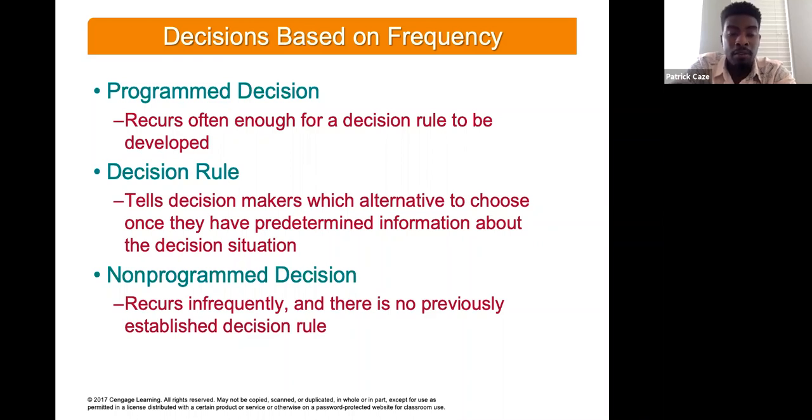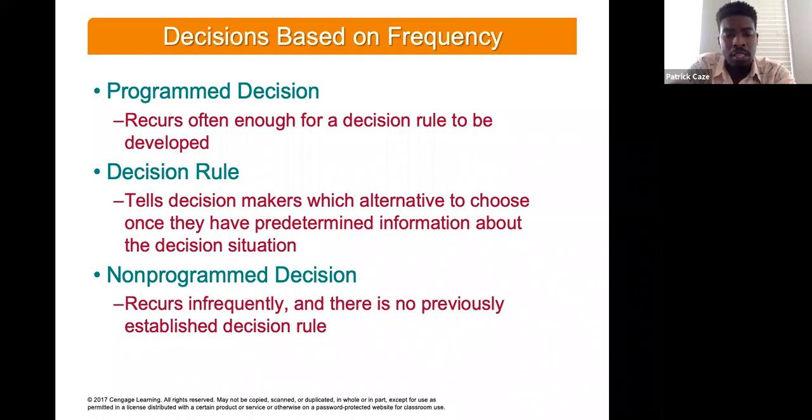Think of the instance of, hey, I've got two jobs, A and B. A is offering me 90,000, B is offering me 100,000. As a rule, you should always take more money, right? But again, there may be some other things going on with the job. Based on the predetermined information, I'm going to make a decision to take the job with the most money, all right? And so that's a decision rule.